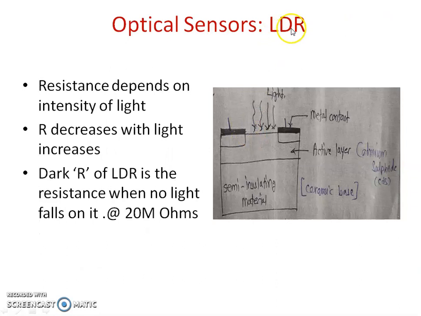Next, optical sensor, that is light dependent resistor. The structure of a light dependent resistor is that it uses cadmium sulfide as an active element, which is a photosensitive material. Resistance depends on intensity.